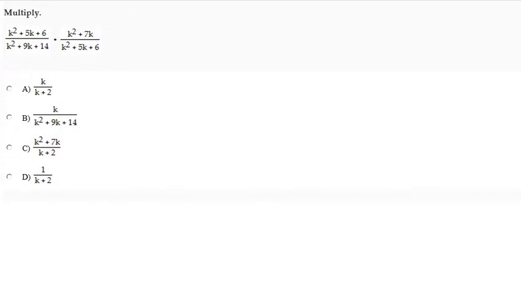Multiply. Multiply two rational expressions. They look like two fractions, and we're going to treat them like fractions, but because they contain variables, we need to call them properly rational expressions.